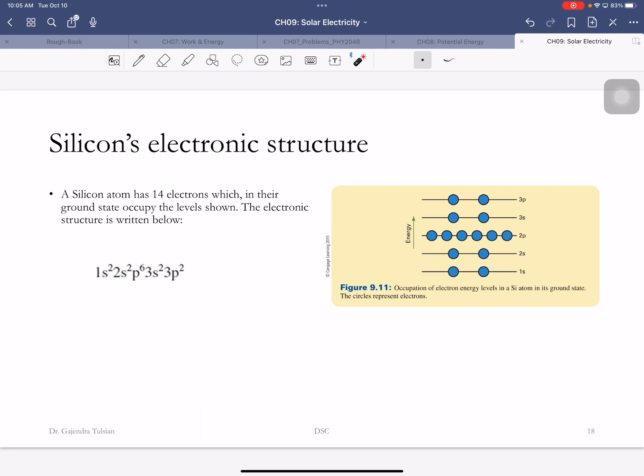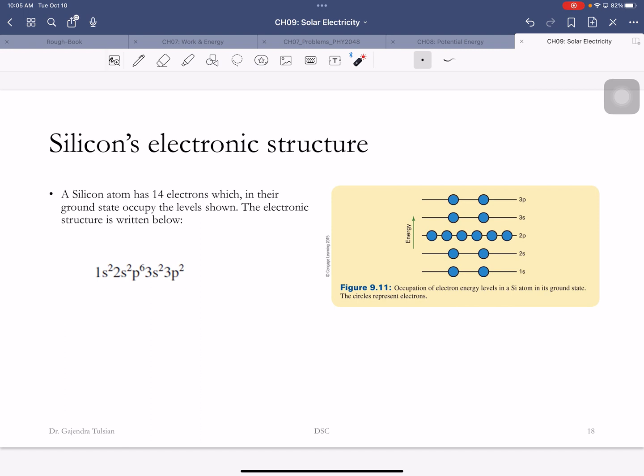Here is the electronic configuration as chemists write it: 1s2. In the 1s orbital, it has 2 electrons. 2s orbital, 2 electrons. 2p orbital, 6 electrons. The 2 is missing there. 3s2, 3p2.